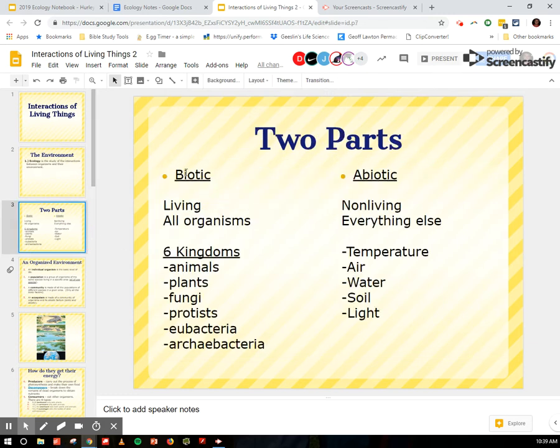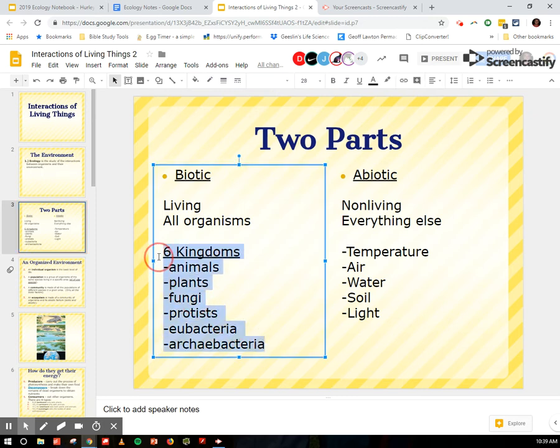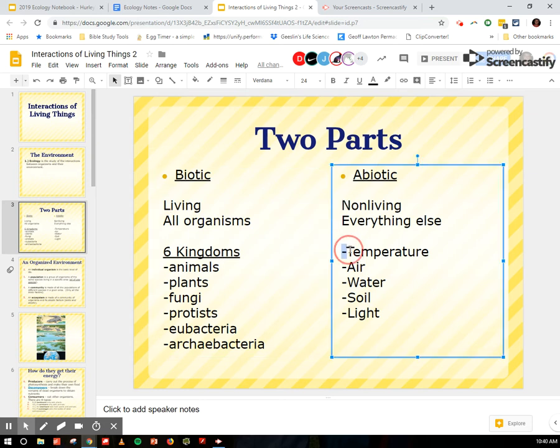We spent a good bit of time talking about biotic and abiotic already. We're not going to go into very much detail. But remember, biotic things are everything that's in the 6 kingdoms, all living things: animals, plants, fungi, protists, eubacteria, and archaebacteria. And then abiotic things, there's a bunch of them, but things like temperature, air, water, soil, sunlight. All of those are non-living or abiotic factors.